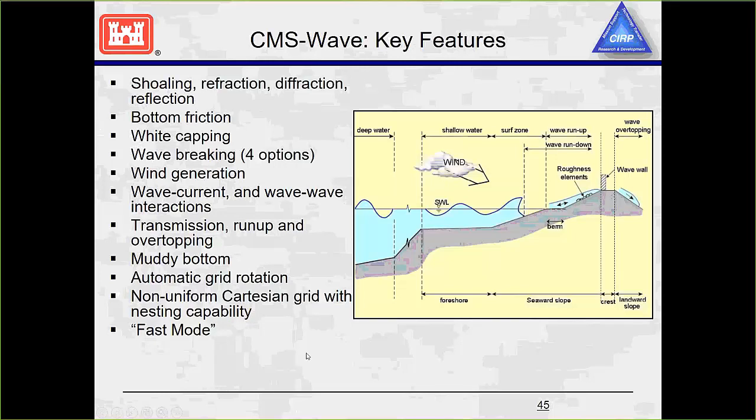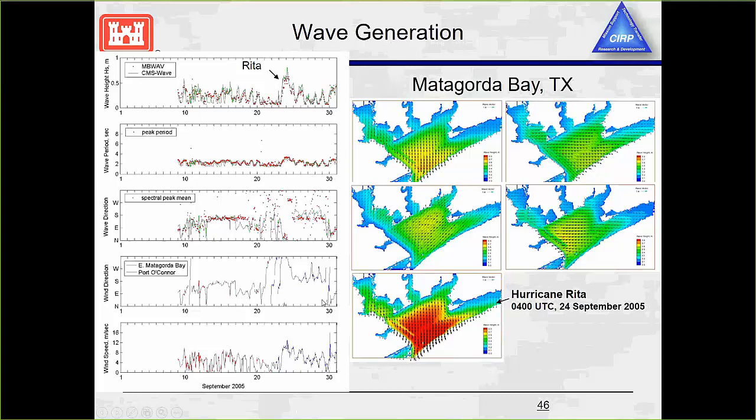One example, we have wave generation by winds. We have Hurricane Rita back in 2005, and the model was run, and you can see here the vectors of the wave energy going in different directions, and all that was based on the winds that were generated.